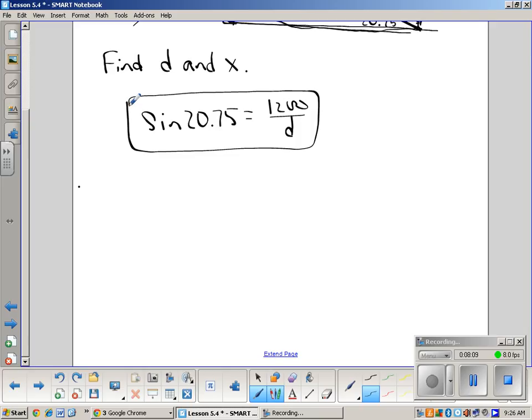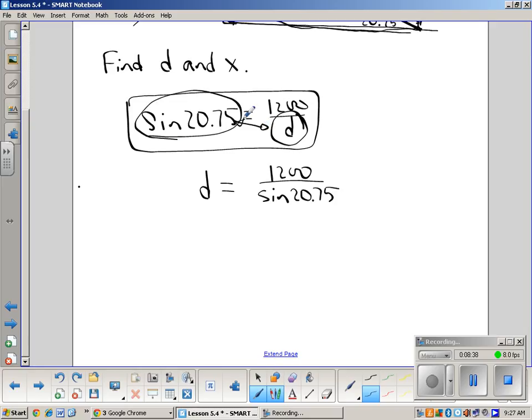Okay, so you're saying D equals 1,200 over, what'd you say? Sine of 20.75. That's correct. Whenever the unknown is in the bottom, I know every example so far the unknown's been in the bottom. It's not always going to be the case. But when it is, all you have to do is switch places with that trig ratio and the unknown. And so D is going to equal 1,200 divided by sine of 20.75.